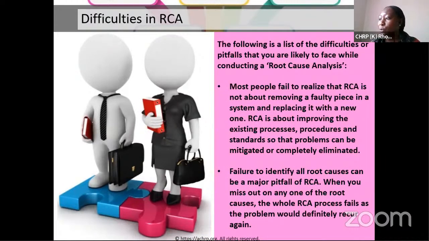Then the third point that I want to put across is the failure to understand the root cause analysis. If you don't understand the root cause analysis, it is not about trying to replace something that is faulty with a new one. It is not about quick fixes. We said root cause analysis, it's about drilling to the root cause of the problem so that once we deal with the root cause of the problem, we are not likely to have a recurrence of that problem.